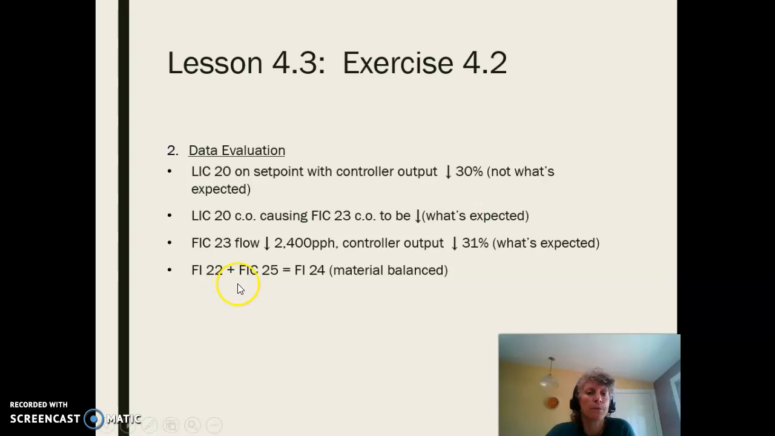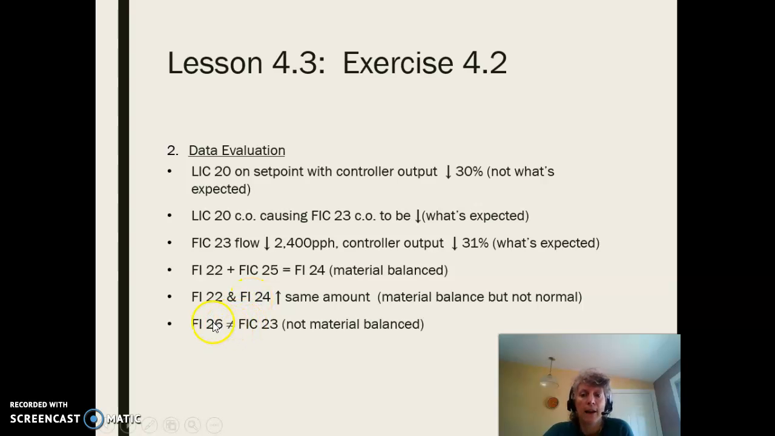Now, FI22 plus FIC25 equals FI24. That is balanced, 15,000 extra here and 15,000 extra here. FI22 and FI24 are up by the same amount, so it balanced, but it isn't normal. We know that this is not the normal flow for that. Now, FI26 doesn't equal FIC23. That's not balanced, because even including the FI26 steam plus the blowdown is 4,400, and that doesn't equal this number, which I believe is 2,000. So FIC23 doesn't equal FI26, and the level is not what is expected. So those are our two areas.